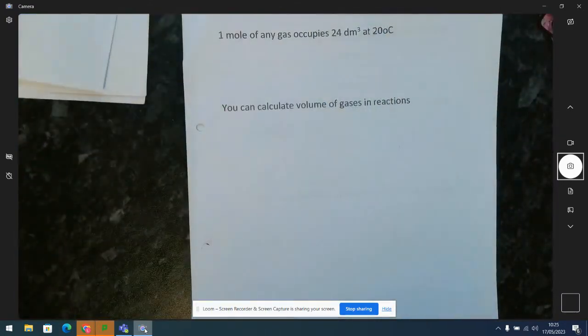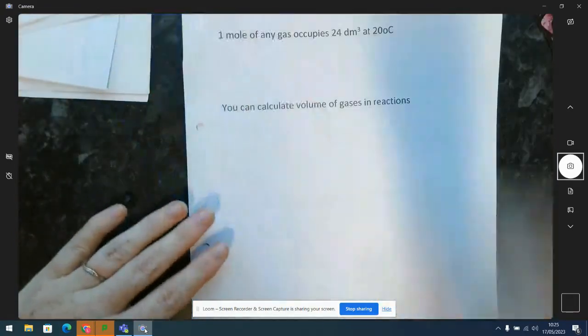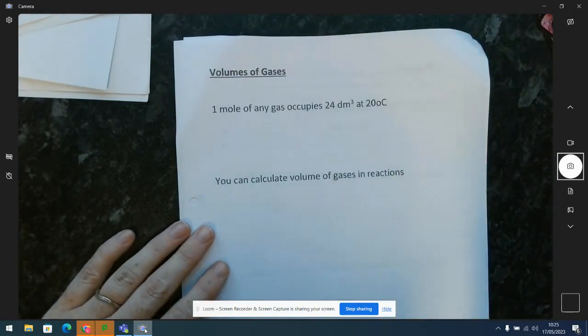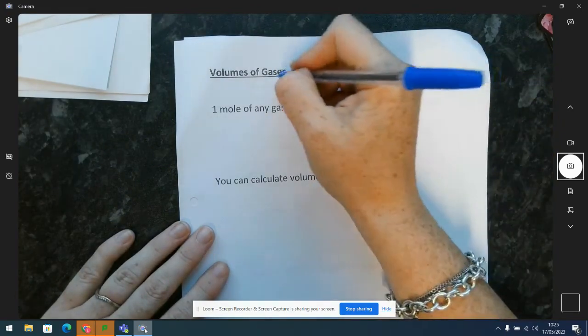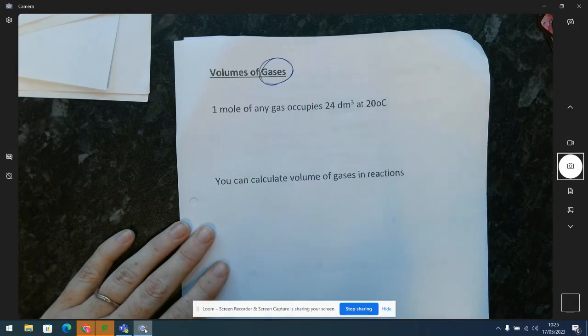Okay, the last calculation I want to look at with you is volumes of gases and making sure that you're clear on the calculation and what it essentially is used for. So this has always got to do with reactions that involve just gases. And how will you know that?